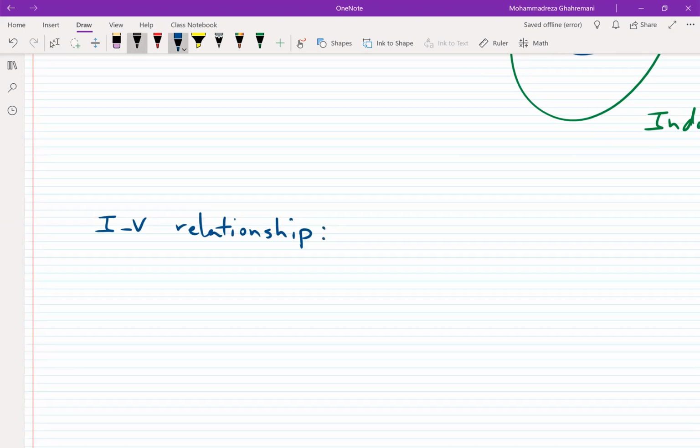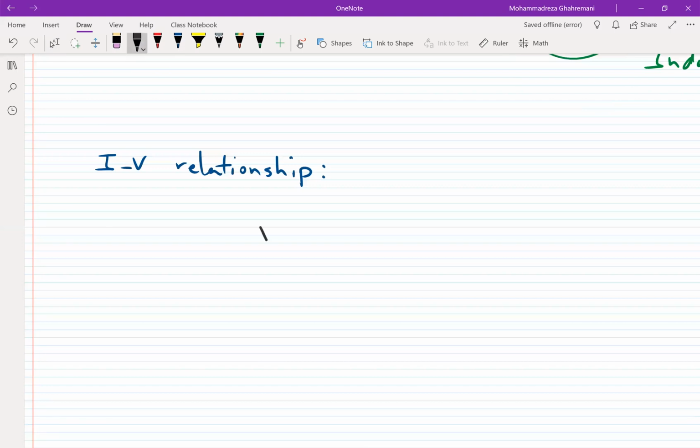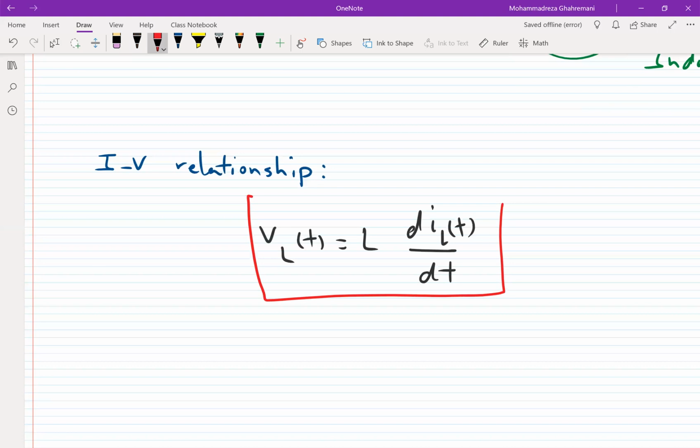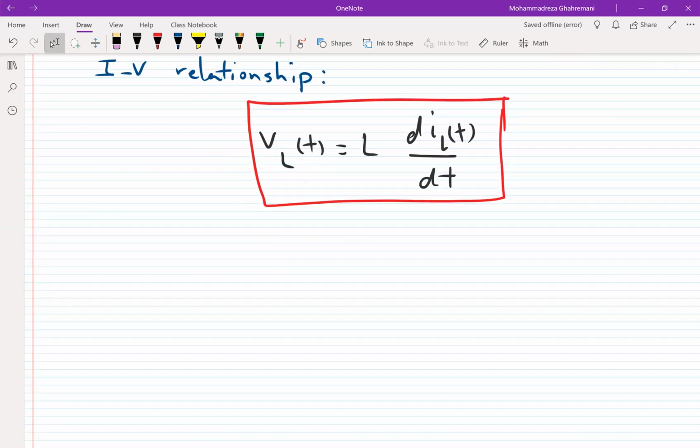Okay, if you remember, for a capacitor, I said that the current is the derivative of the voltage, and opposite of the capacitor, in an inductor, voltage is the derivative of the current. So in an inductor, we can say V_L(t) is equal to L di_L(t)/dt. So here is the main equation. The voltage is the derivative of the current, and of course, the current will be the integral of the voltage.